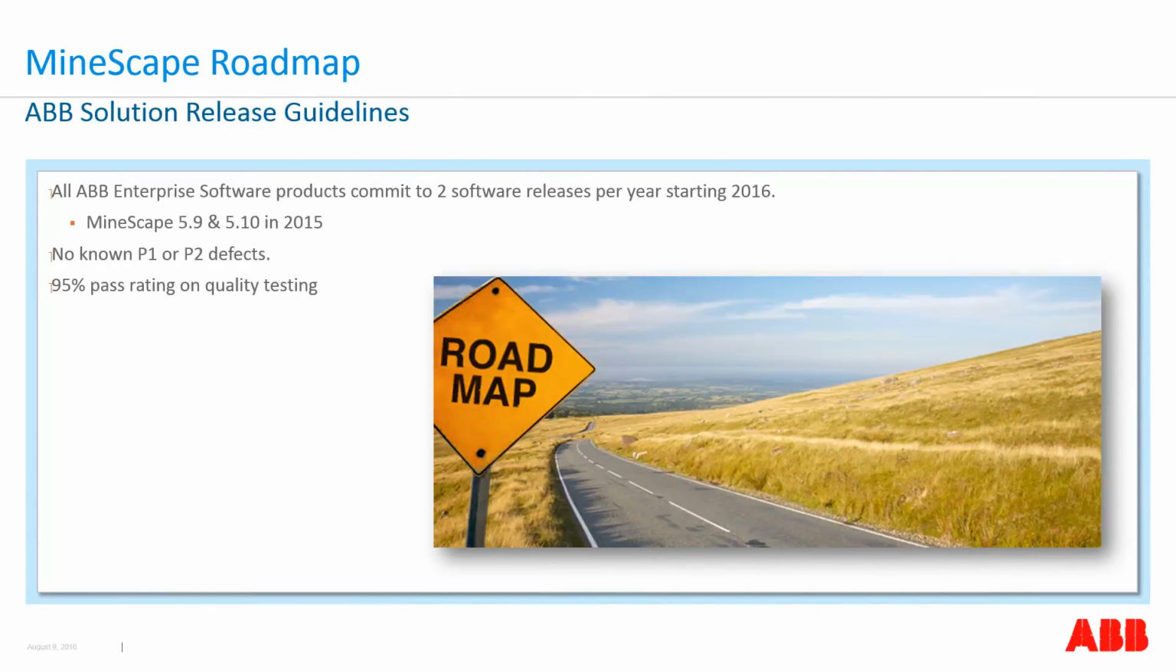ABB Enterprise Software products are committing to provide 2 software releases per year starting in 2016. MineScape delivered 2 versions in 2015 with MineScape 5.9 and 5.10. The criteria for releases would be no known P1 or P2 defects and a 95% pass rating in all quality testing that we do.